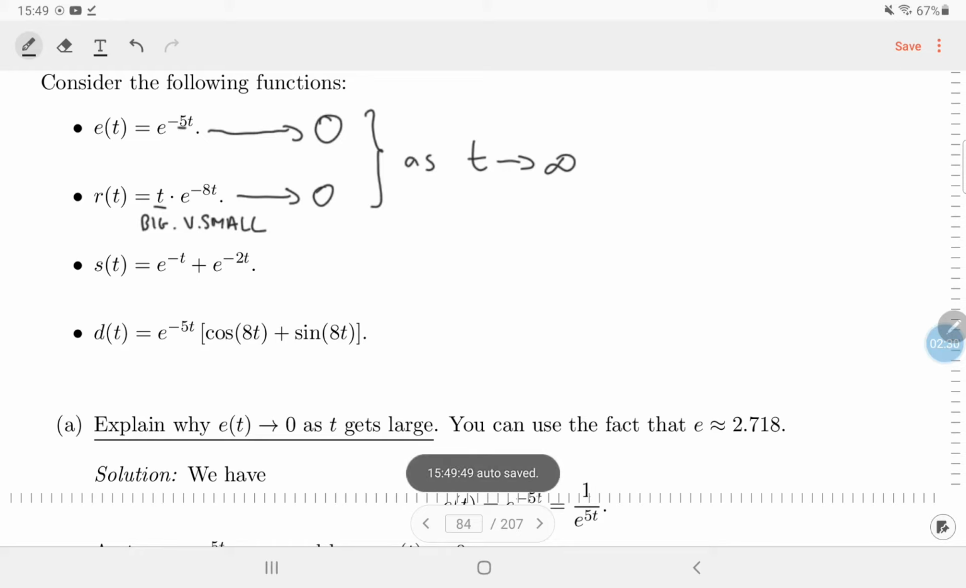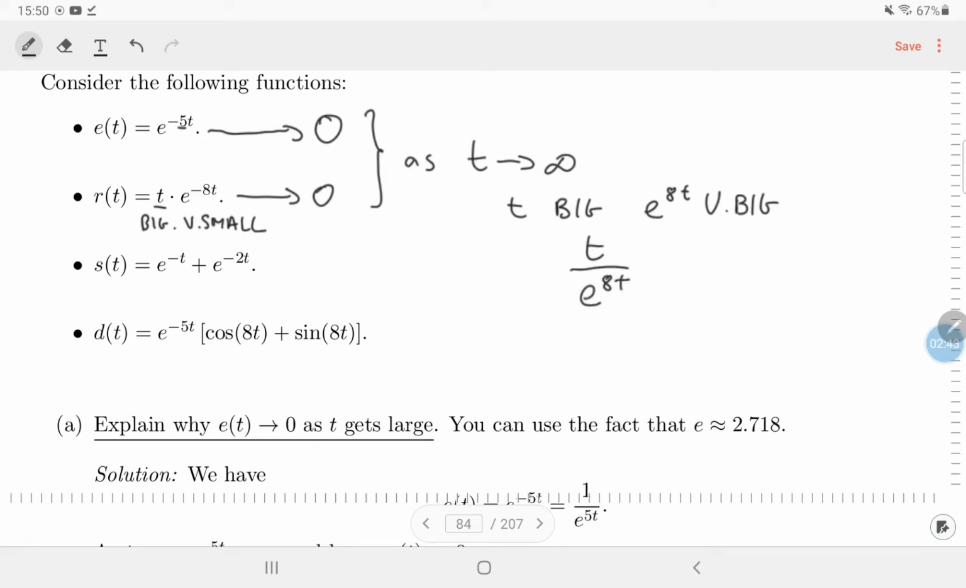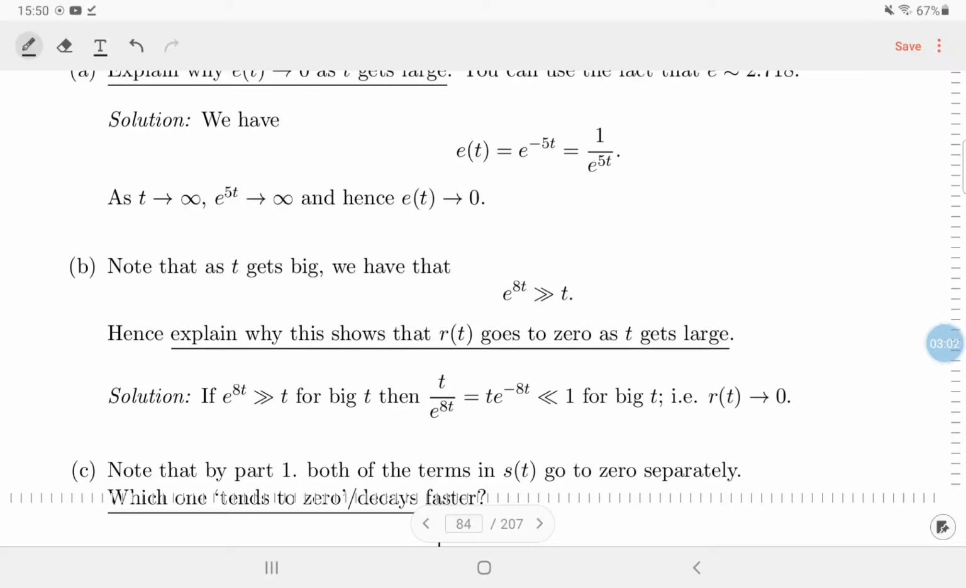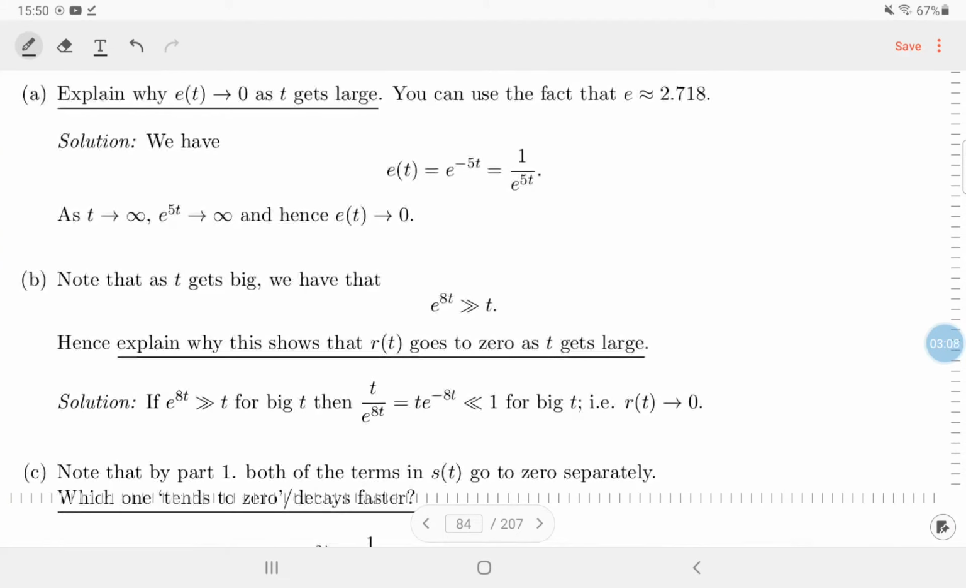Now, the way you want to think about it really is you're comparing t is big and e to the 8t is very big. And so t, this is probably down below, over e to the 8t, big divided by very, very big is small. But of course, dividing by an exponential is a negative exponential. So t e to the minus 8t goes to 0. That's probably explained down here, yeah. As t gets big, e to the 8t is way, way, way bigger than t. That's why. Oh yeah, it's just explained down there again, yeah.